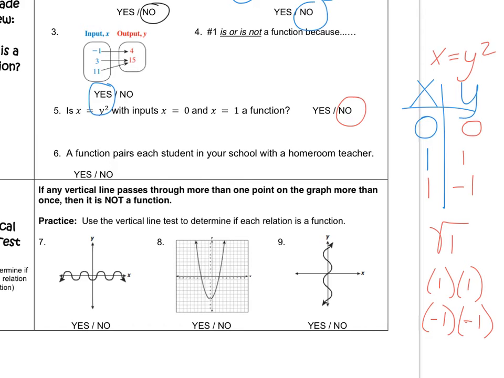Okay, what about every student in the school and their homeroom teacher? As a student, you only have one homeroom teacher. So yes, that is a function.